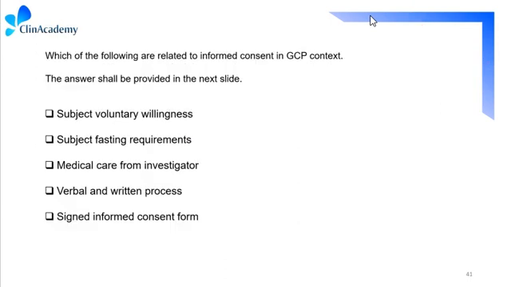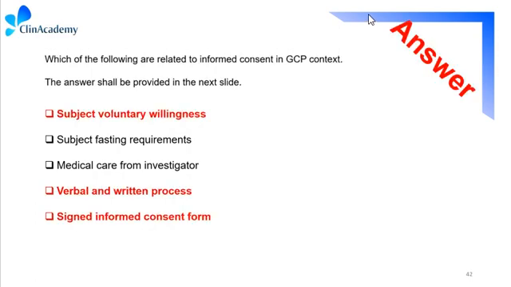Which of the following are related to informed consent in GCP context? The answer shall be provided in the next slide. You may select more than one option. The answer is subject, voluntary willingness, verbal and written process, signed informed consent form.